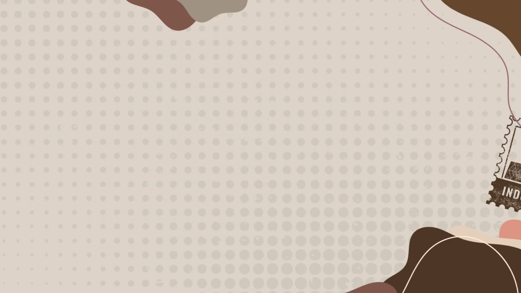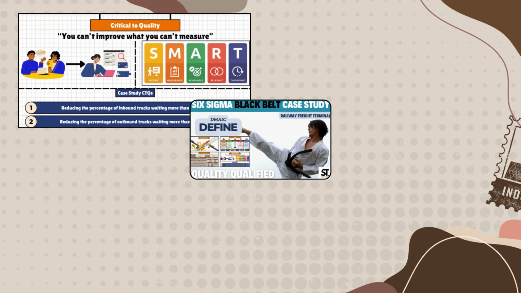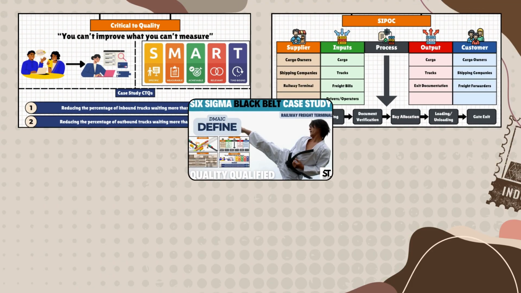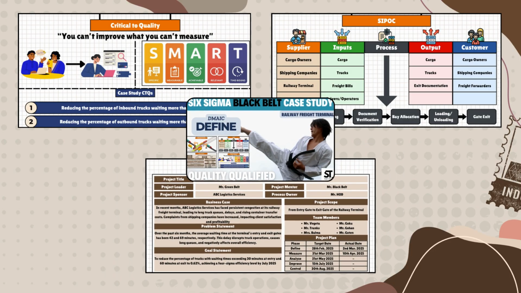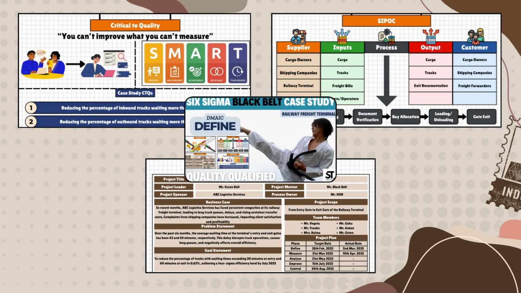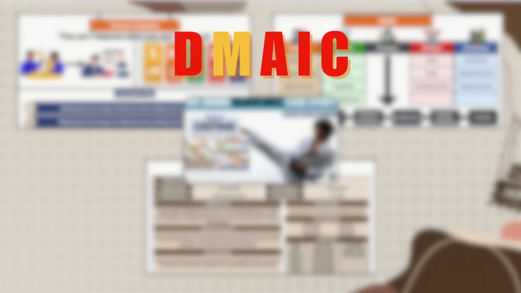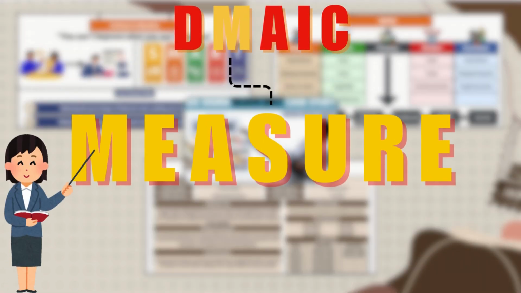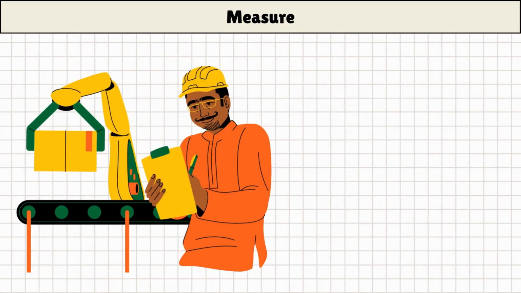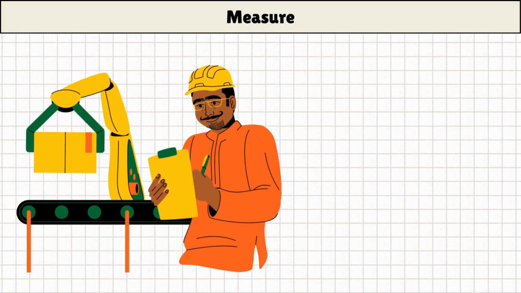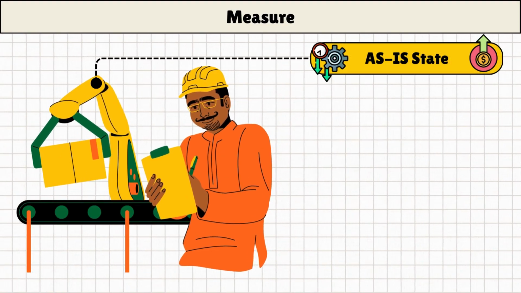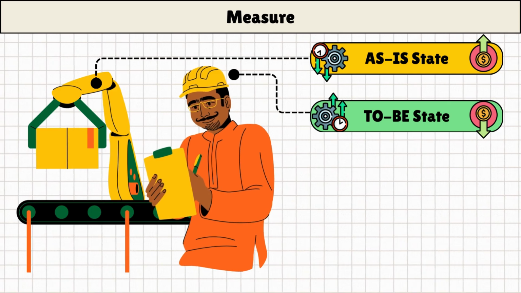In our last video, we defined our project by establishing critical to quality factors, mapped the process using CPOC and developed a project charter setting clear objectives for our Six Sigma journey. Now, it's time to move forward to the next phase, measure. The measure phase helps us understand the current performance of our process. It tells us where we stand today and how much improvement is required.